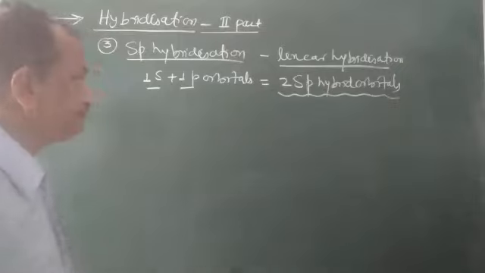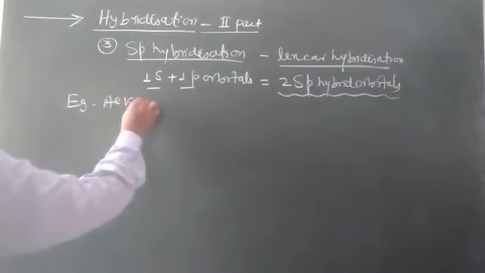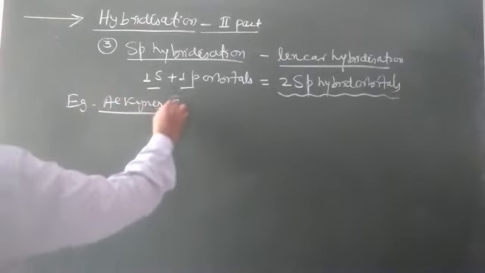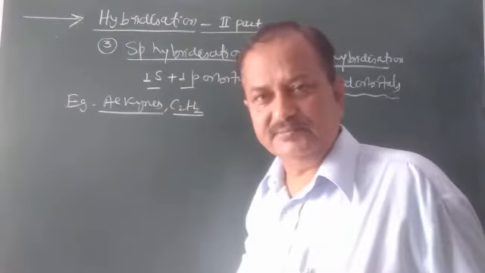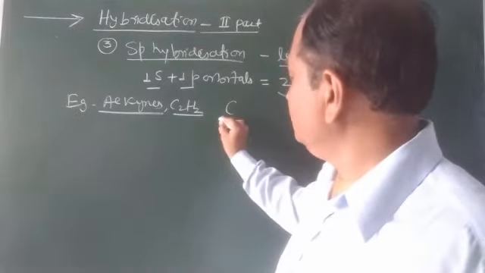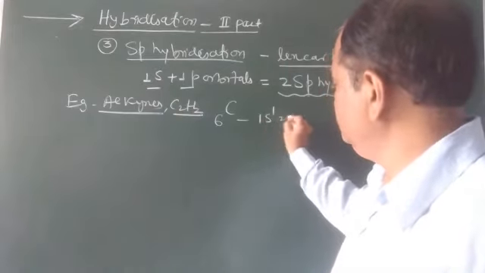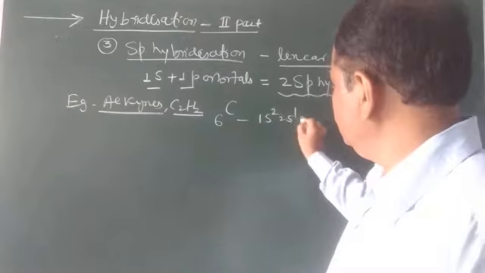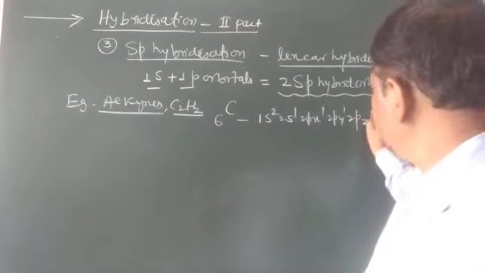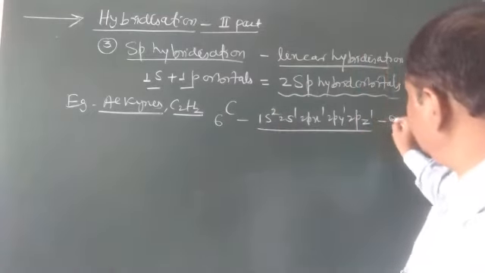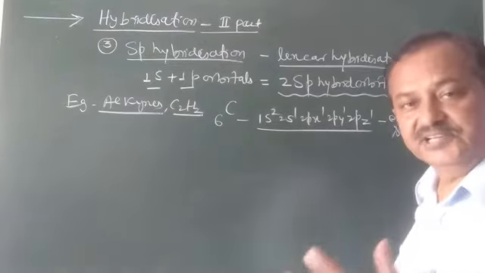Now we will see an example. Actually, here the alkynes like C2H2 undergo sp hybridization. Again the same point, you write down the electronic configuration of carbon, and in the excited state it is 1s2, 2s1, 2px1, 2py1 and 2pz1. This is the excited state configuration.